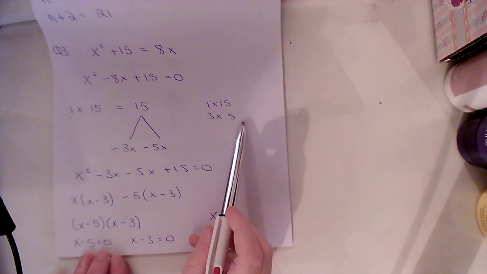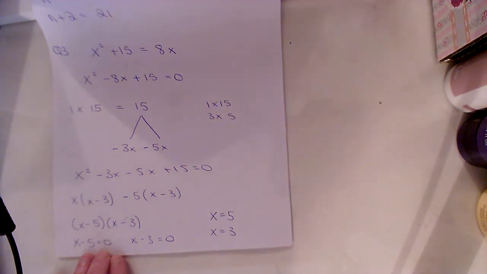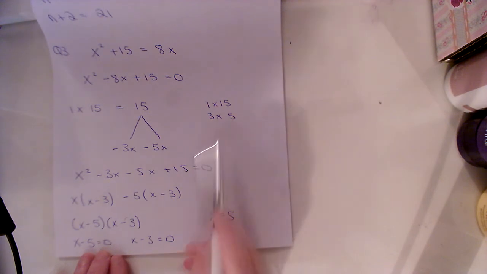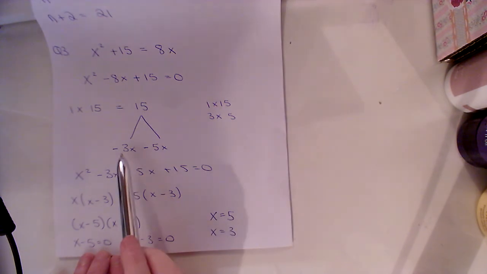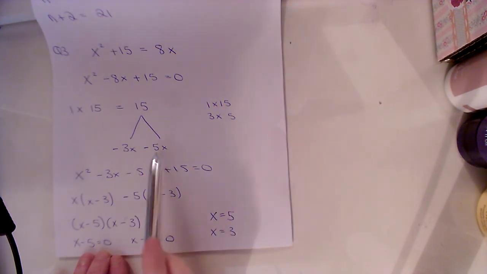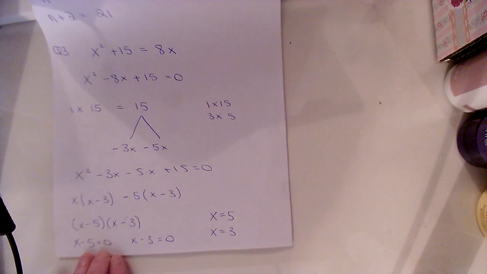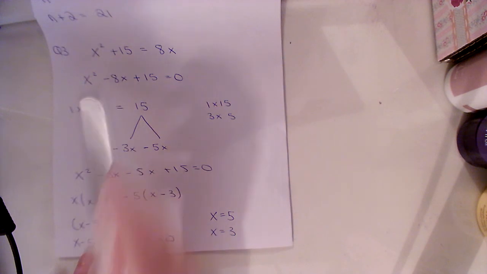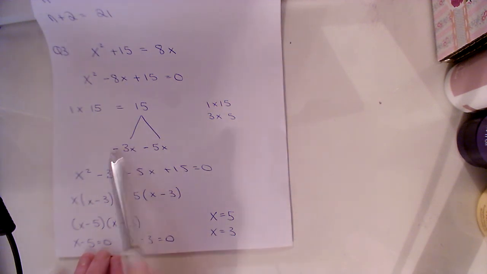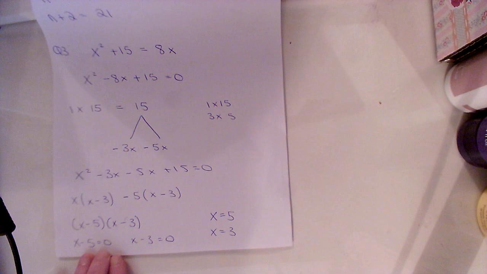Okay. Then what I do, okay, so I have 3 and 5, so I write down my 3x, my 5x. This minus here tells me that they're going to be the same. Going signs have pluses. I want is 8x, so that means I have minus 3x minus 5x. I then rewrite this sum here using my minus 3x, my minus 5x. So I have x squared minus 3x minus 5x plus 15 is equal to 0. I then need to factorise by grouping.